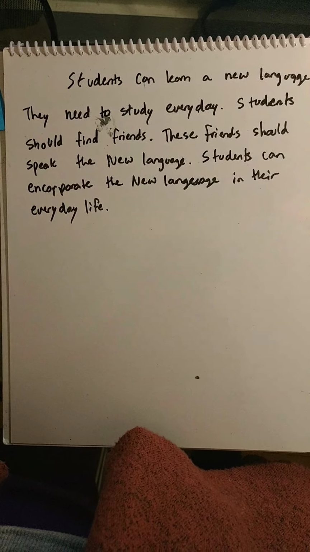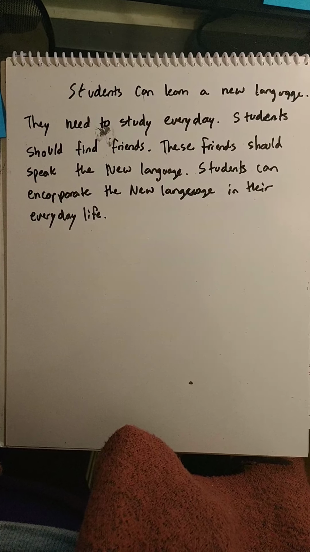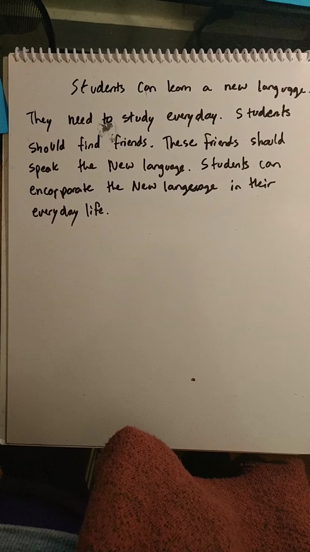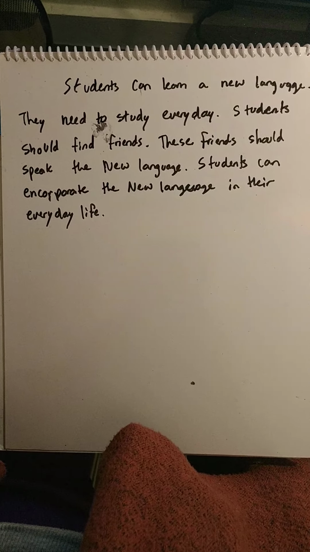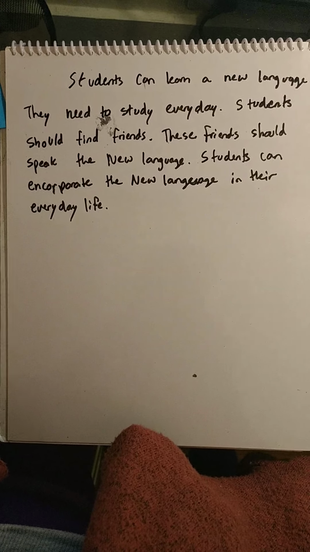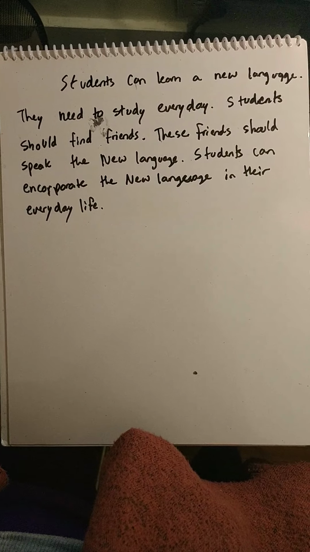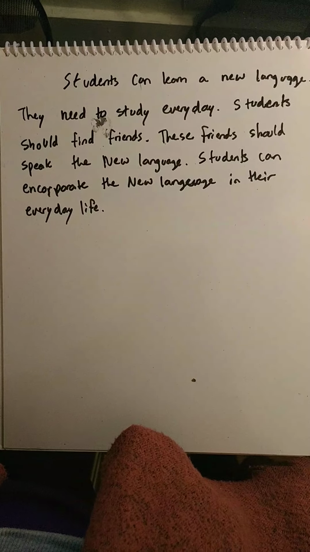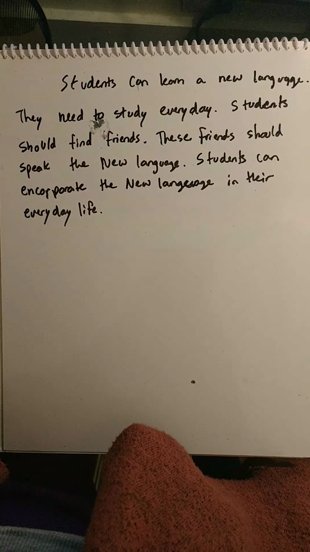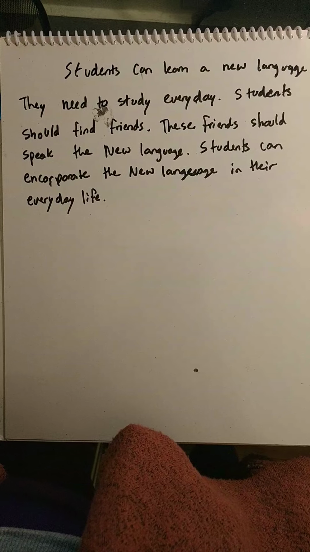Students can learn a new language. They need to study every day. Students should find friends. These friends should speak the new language. Students can incorporate the new language in their everyday life. What kind of sentences are all of these? If you said simple sentences, you are correct. Now, how does this little paragraph sound?